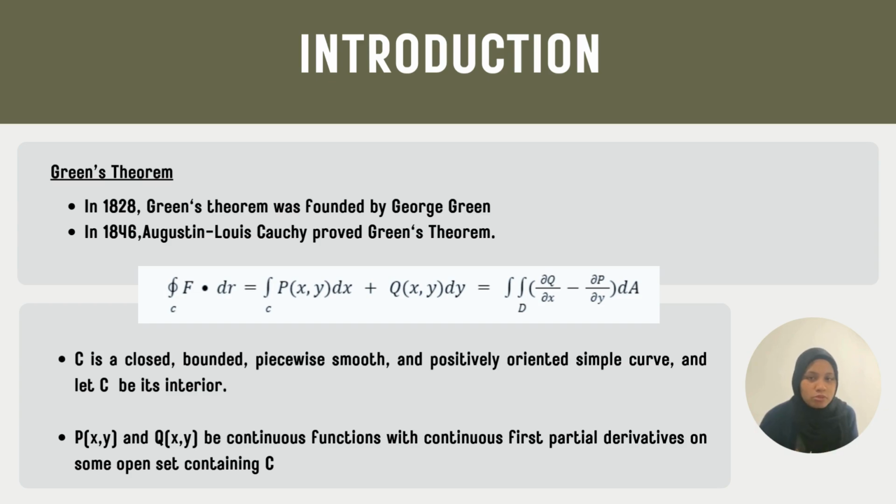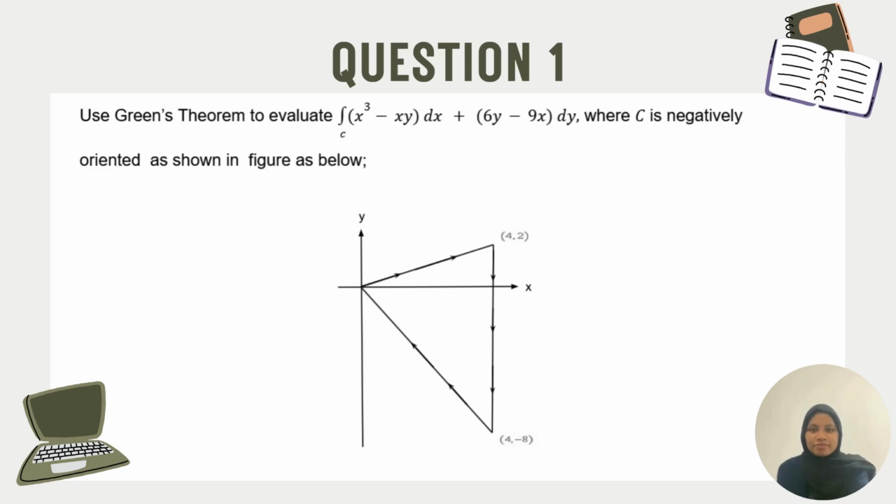As we can see in the formula attached in the slide, the C in the formula represents a closed, bounded, and positively oriented simple curve. As for P and Q, they represent continuous functions with continuous first partial derivatives on some open set containing C. For this section, we will start with the first of the two questions that we have prepared for this slide.